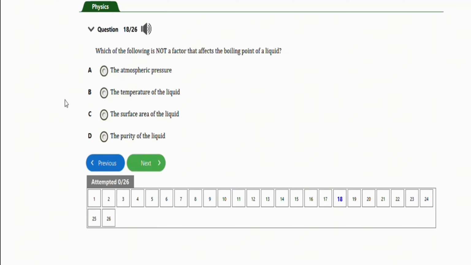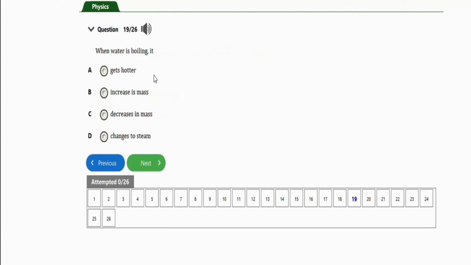It says, which of the following is not a factor that affects the boiling point of a liquid? We have the atmospheric pressure, the temperature of the liquid, the surface area of the liquid, the purity of the liquid. So the correct option in this question is option C, which is the surface area of the liquid. Alright, the next question will be this one. It says, when water is boiling, it gets hotter, increases in mass, decreases in mass, changes to steam. The correct option is option D, changes to steam.